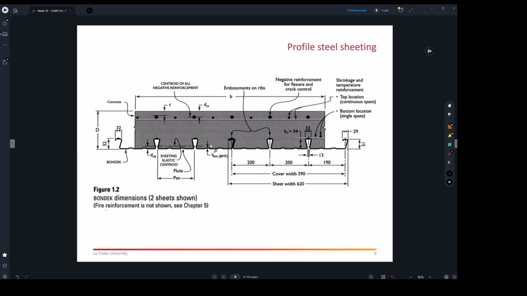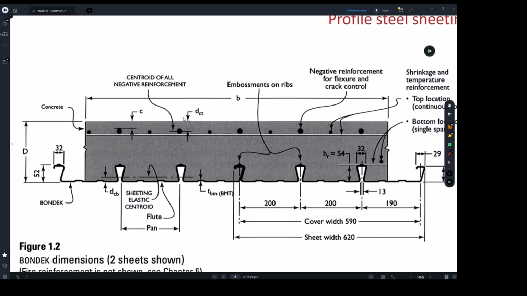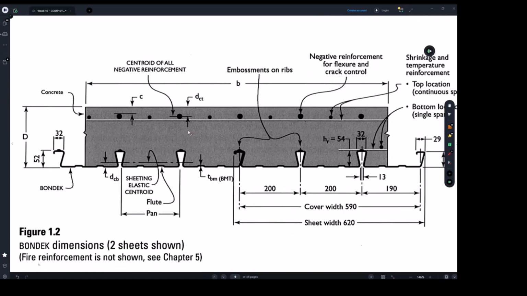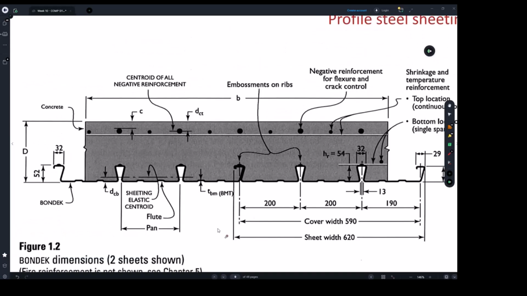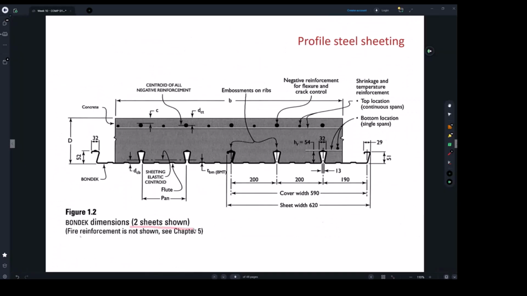Okay, so any questions about those details I'm sharing with you? Is there something not making sense? This is just part of a cross section for a bonding slab or a composite slab when it's interconnected with a metal sheet. And this is just one of the brand names available in the market. As we said, we have 2 sheets shown, this is one of them, and this is the other one.